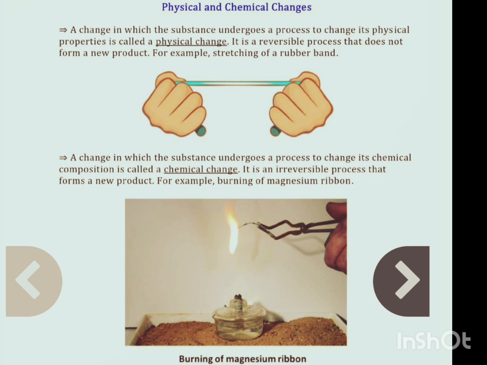For example, stretching of a rubber band. When we stretch a rubber band, what will happen? It again comes back to its place. It is reversible. Okay.